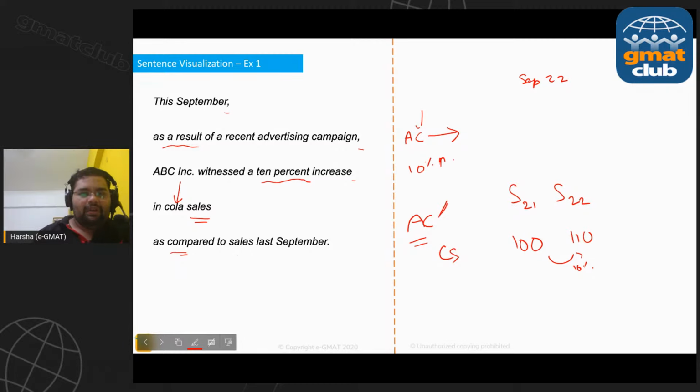So you don't necessarily have to scribble things and put things on paper the way I've shown you, but you should allow your brain the time to process this information and ask those questions. Okay, what sales? Cola sales. As compared to when? As compared to last September. So it's not as compared to last month or something else, right?